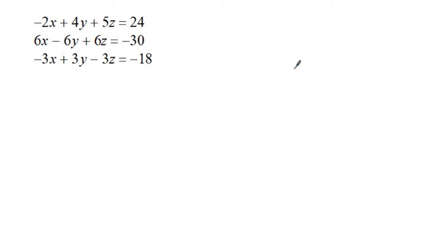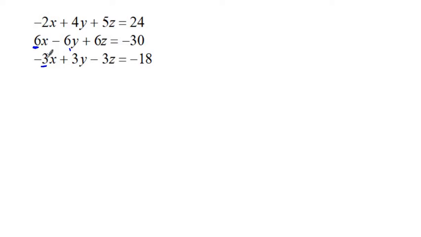Now I want to show you what it would look like if you had either infinite or no solutions, and how you can tell the difference. So let's do the same thing. Let's pick a variable to eliminate, and I'm just going to pick x again because I see here that there's a 6 and there's a -3. Those are easy to change into a common multiple.